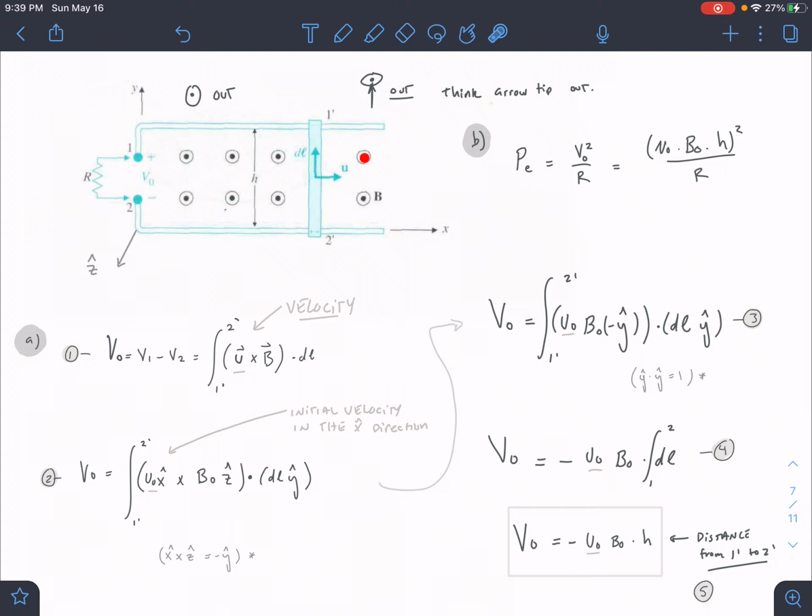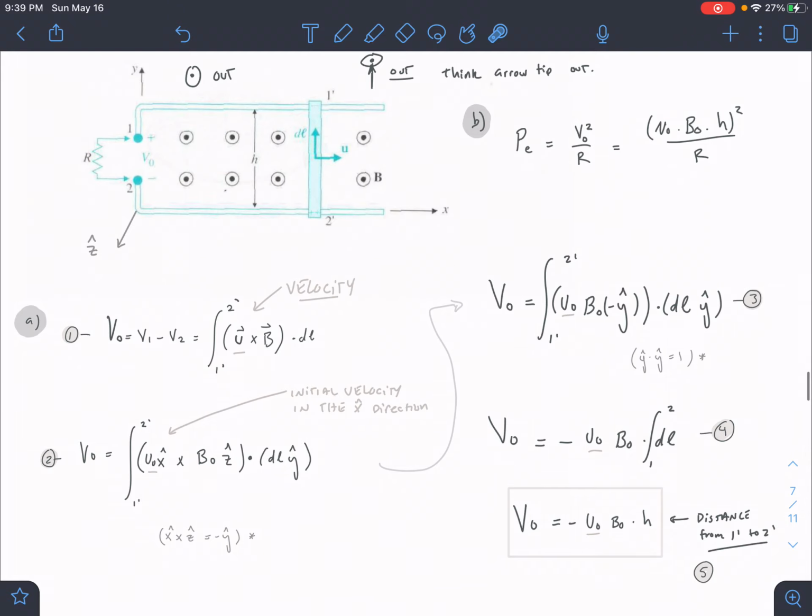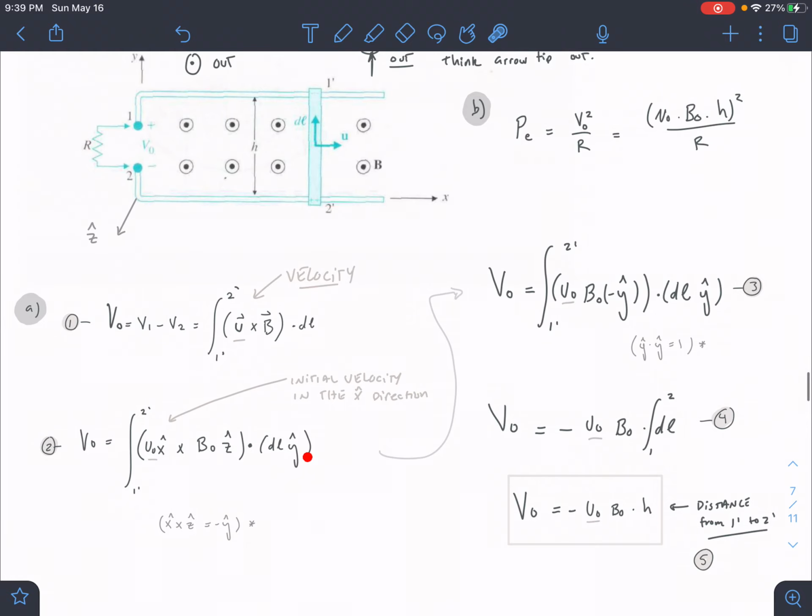And then we have our B0 in the z hat direction, because this is x and this is y, and our B is coming out of the page, so it's going to be in the z hat. Then we're dotting it with this dl, the differential line across our conducting bar. Our dl is the direction that we're modeling our current in for the circuit, so our dl is in the y hat direction.